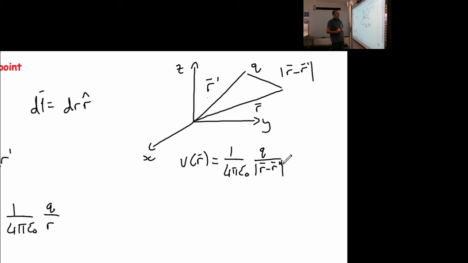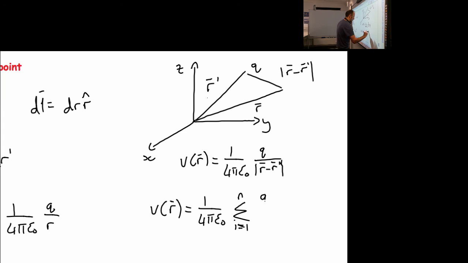Now that's just for one point charge. Supposing that we have a collection of point charges, what would we do? Well, essentially we have the principle of superposition. We just have to add up the contribution from all of the individual point charges. And what we would have is V of r equal to 1 over 4 pi epsilon naught times the sum from i equal to 1, that's our first point charge, to some number n, of q i over the magnitude of r minus r i prime.